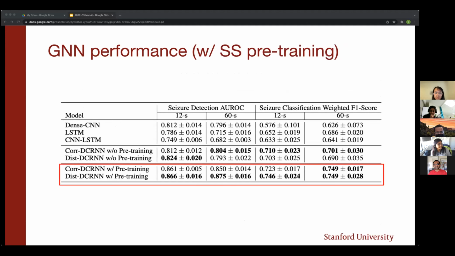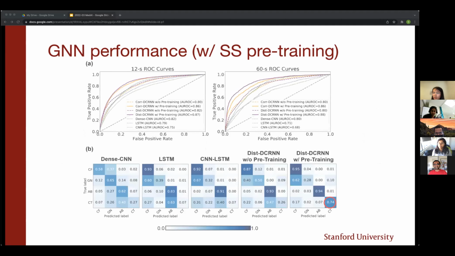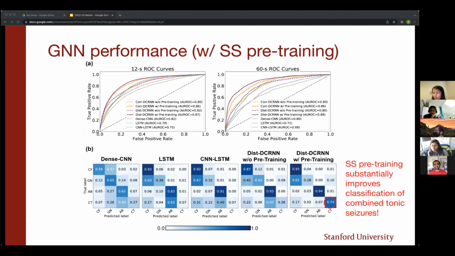The bottom 2 rows show the model performance with self-supervised pre-training. We can see that self-supervised pre-training substantially improved the DCRNN performance, which validates our hypothesis that self-supervised pre-training can help improve the performance of the models. Here we show the ROC curves and the confusion matrices. One particular observation, if we look at the bottom right corner, is that self-supervised pre-training greatly improves the classification accuracy of the combined tonic seizure, which is one of the smallest or rarest seizure types in our data set.